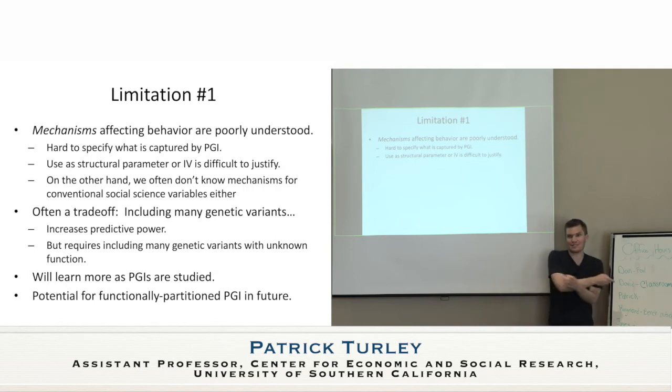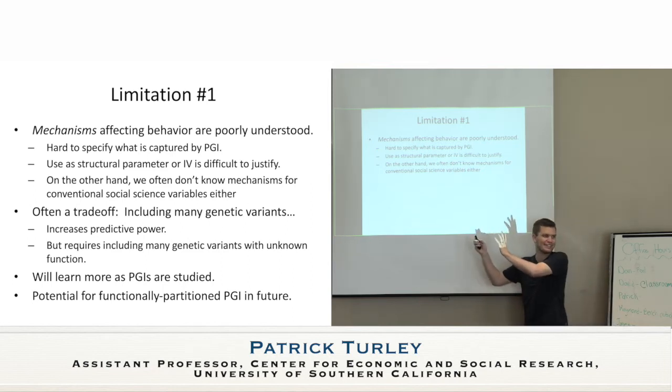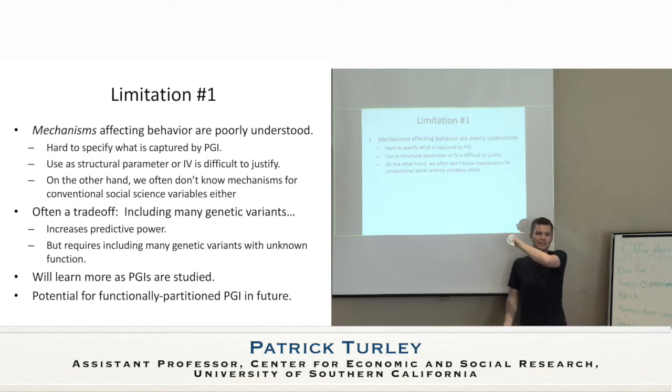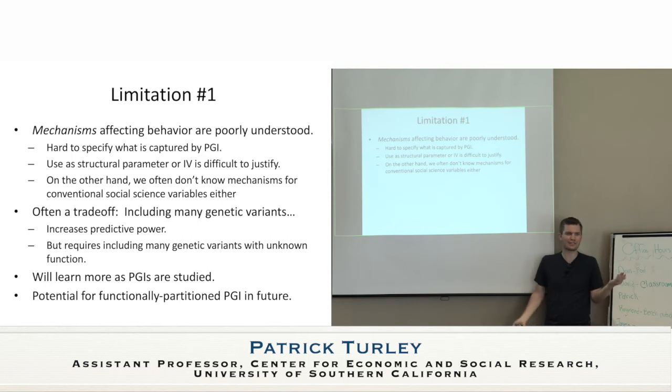And just the PGIs use SNPs from all over the genome. And so we just can't know how they're operating, because different parts of the genome may operate through different kinds of pathways. On the other hand, in a lot of our research, we don't understand the mechanisms. And so, it's not clear that PGIs are uniquely limited in this way. We often just kind of throw in variables, like we know that SES is really important for later life outcomes, but we don't necessarily know why SES is important in that way. And so, PGIs maybe share that in common with a lot of the variables that we already use.